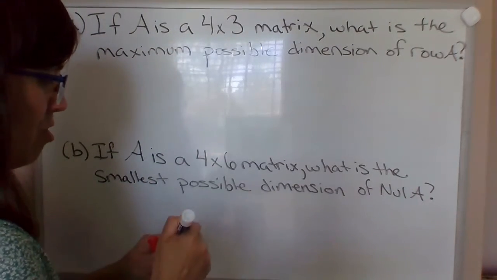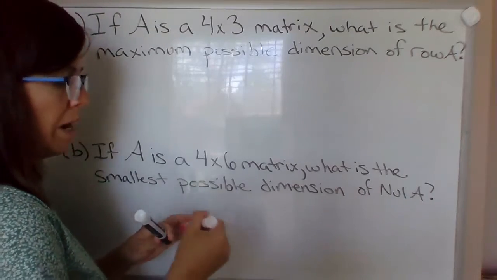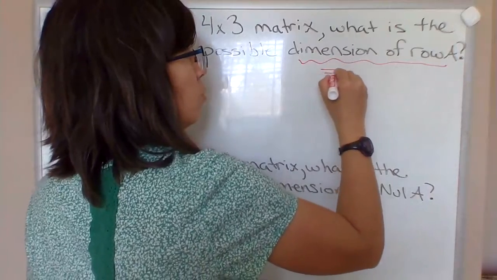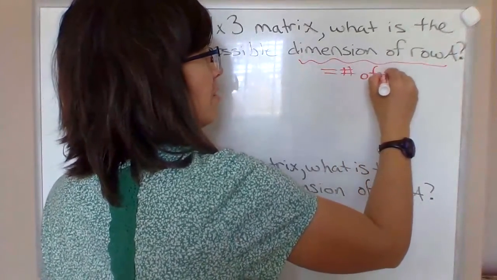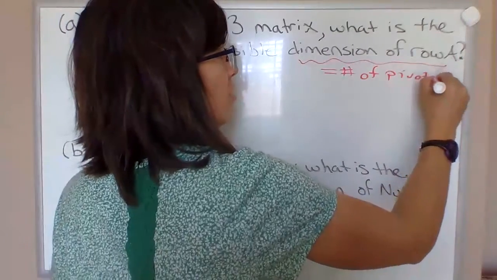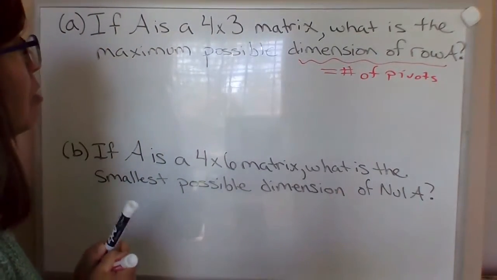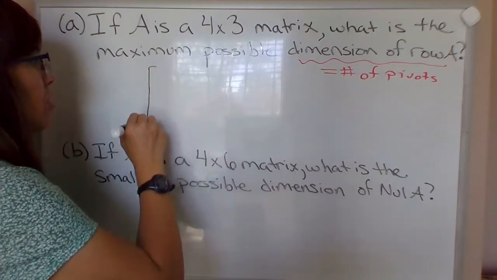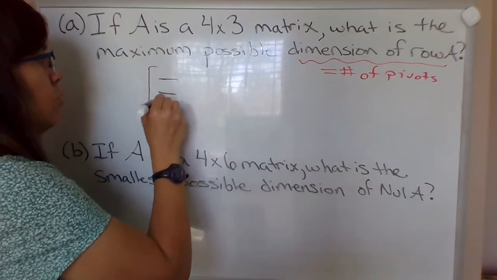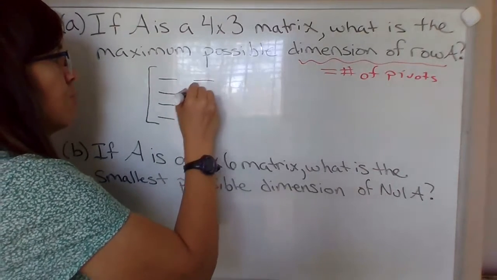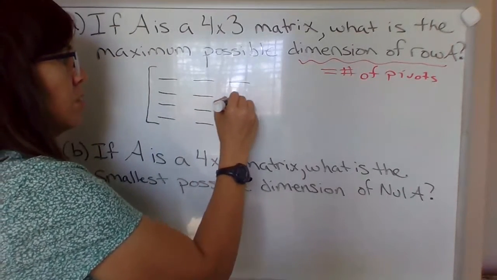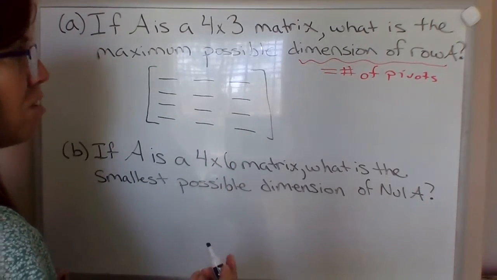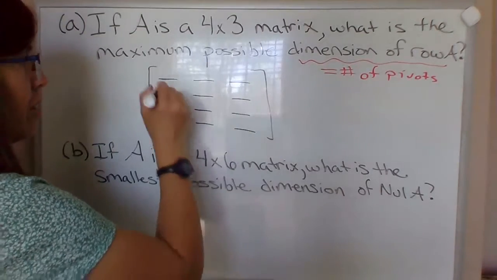So remember that the dimension of the row space is equal to the rank of the matrix, which is equal to the number of pivots in that matrix. Okay, so what's the maximum number of pivots we could have in a 4 by 3 matrix then? That's really the question. So if we have 1, 2, 3, 4 rows and 3 columns, then the maximum number of pivots would be 3.